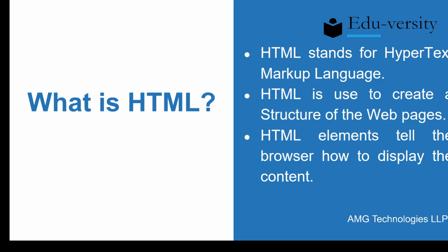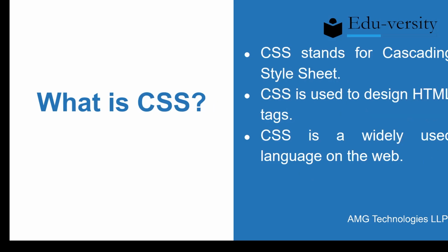Next technology in this order, we have CSS. CSS stands for Cascading Style Sheet, and CSS is used to design the HTML tag. So by using the HTML tag, we can only put elements into the page, but using the CSS, we can style these elements. CSS is a widely used language on the web, as each and every web page uses CSS as its first priority to design the web page.